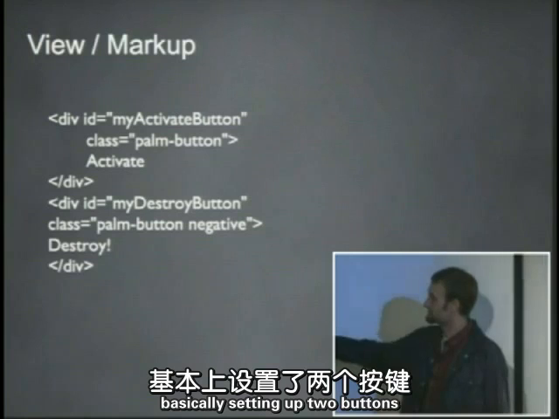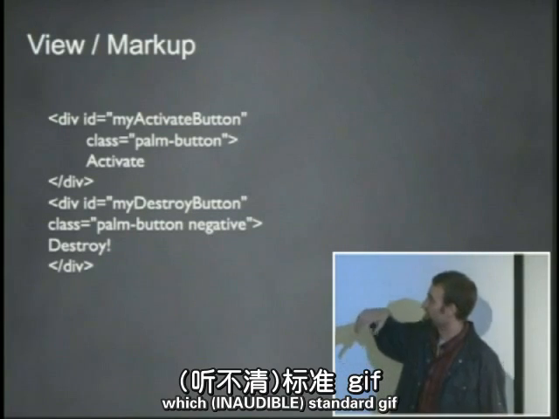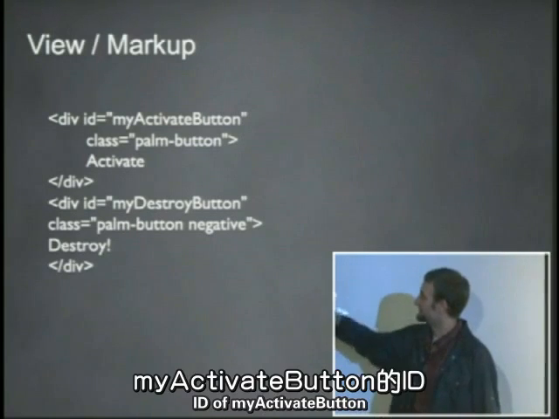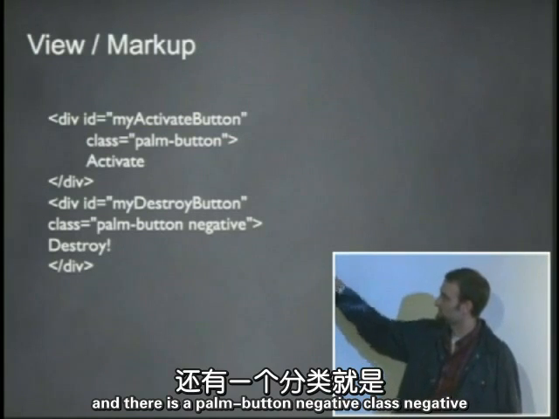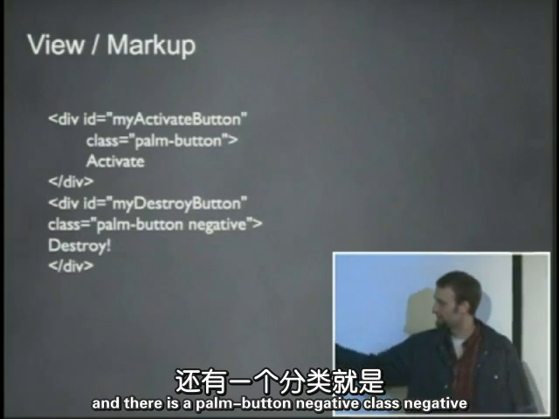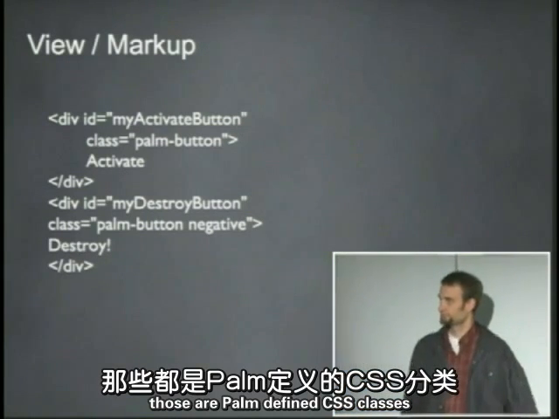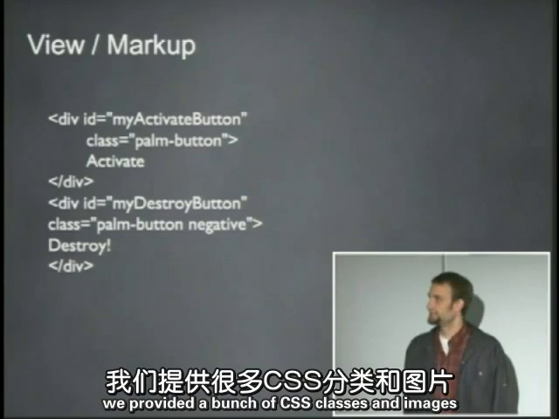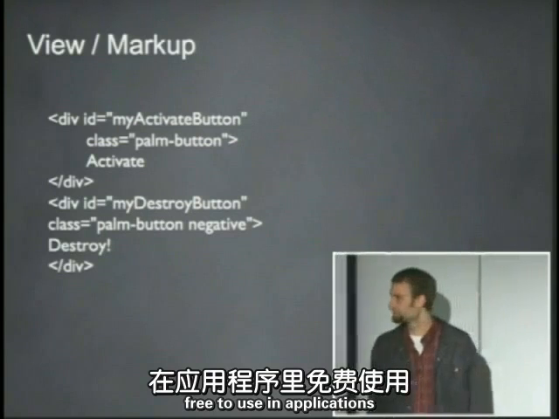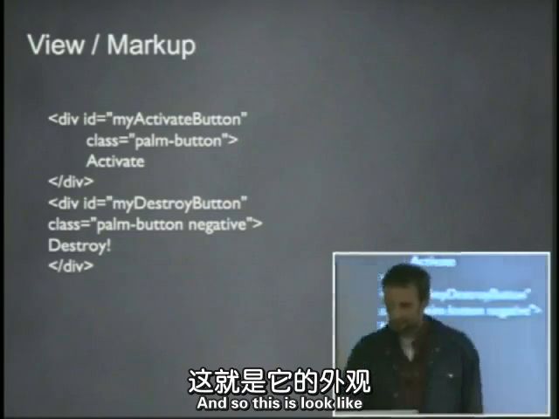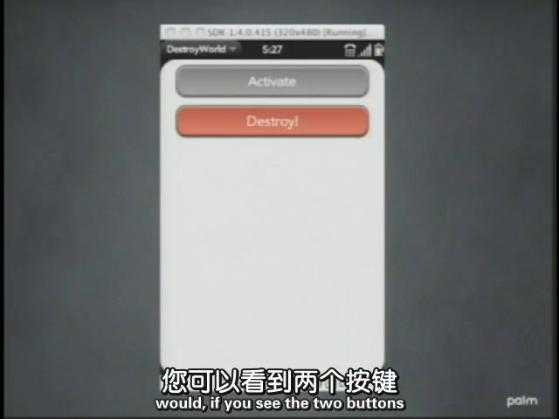Basically, this is setting up two buttons. They're not actually using UI widgets here, it's using standard divs. We're giving them an ID of my activate button and my destroy button, and then a class of palm button. The class palm button and this class negative are Palm-defined CSS classes. We provided a bunch of CSS classes and images for you to use in applications. And what this would look like is just these two buttons.